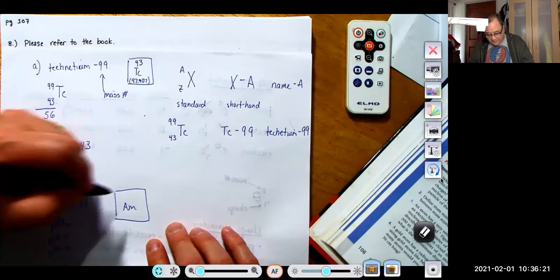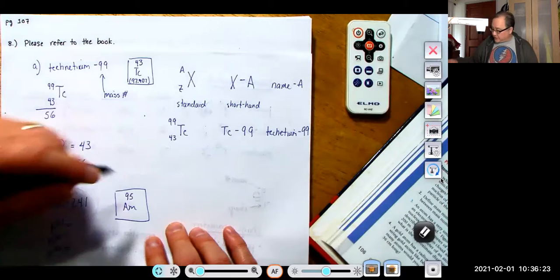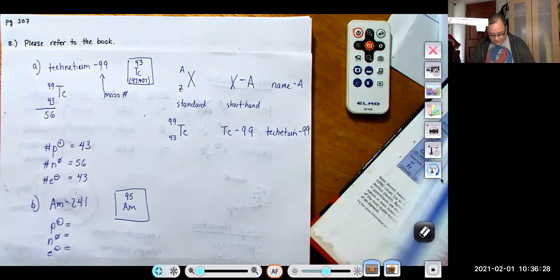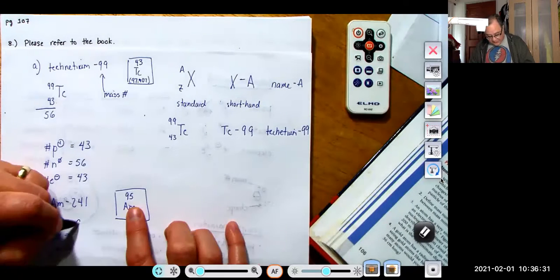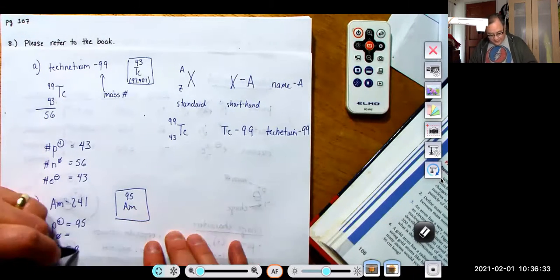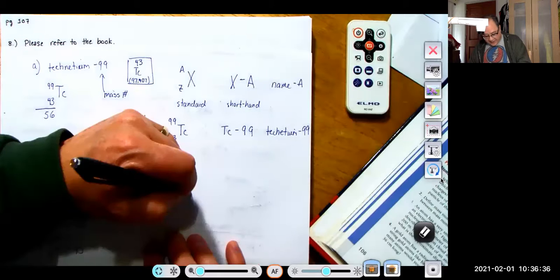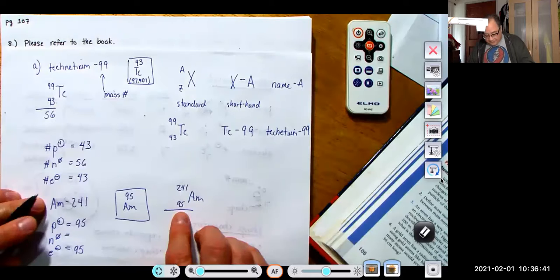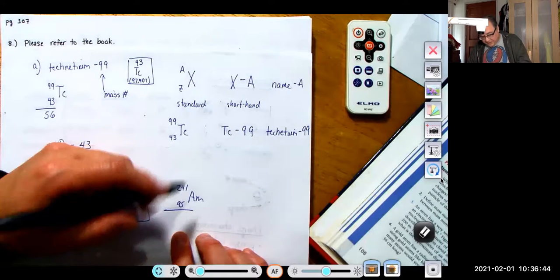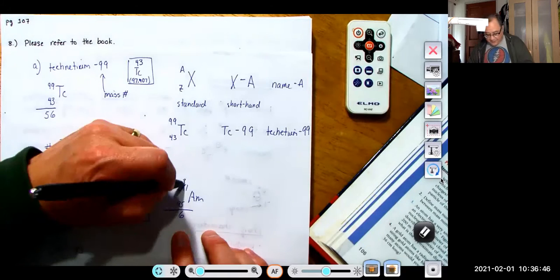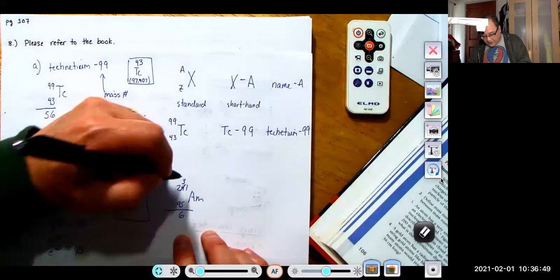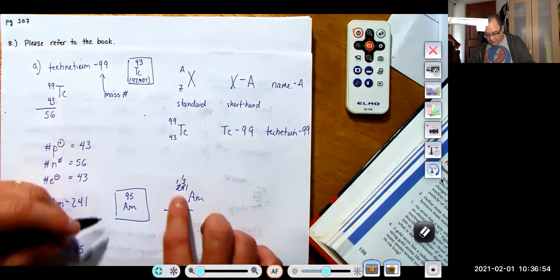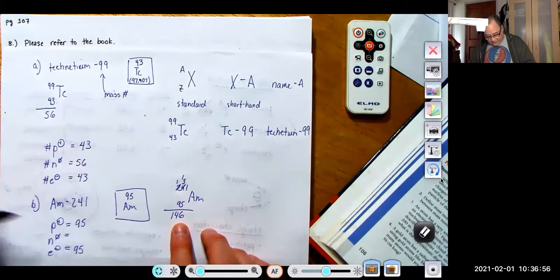Okay, so 95 is what I found on my periodic table at the top. And the number at the bottom, we're not going to worry about because we don't need it. So 95 is the number of protons and the number of electrons. And so I'm going to rewrite this as 241 minus 95, and I'm going to subtract. 1 minus 5 is 6 because I borrow 1 from that 4. 13 minus 9 is 4. And then I have 146 for the number of neutrons.